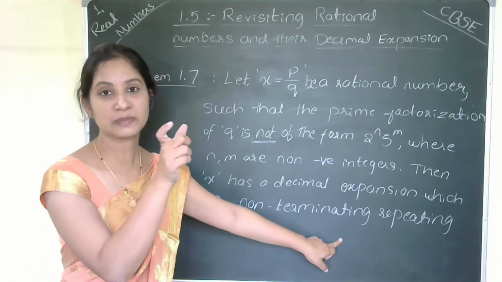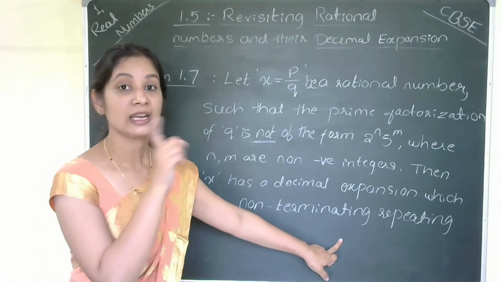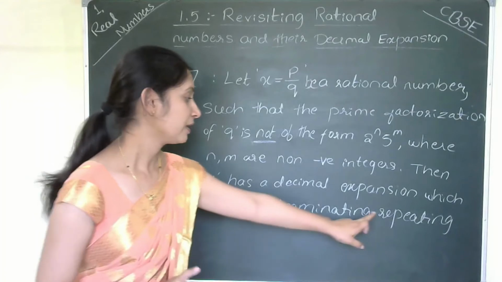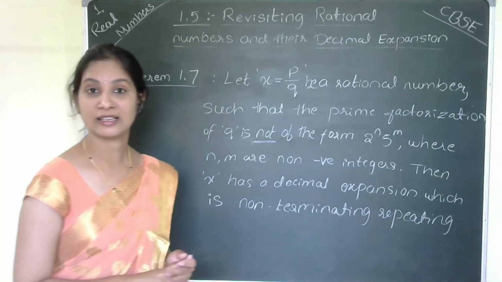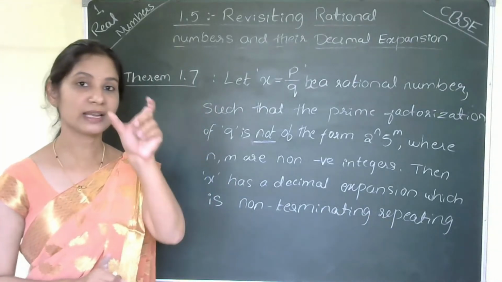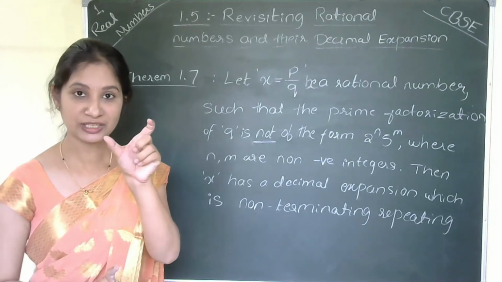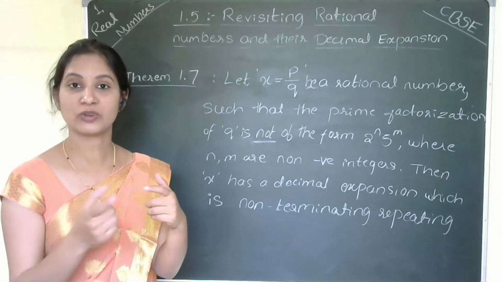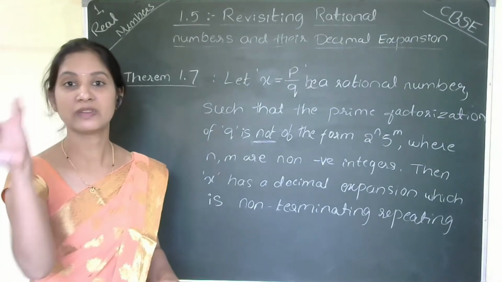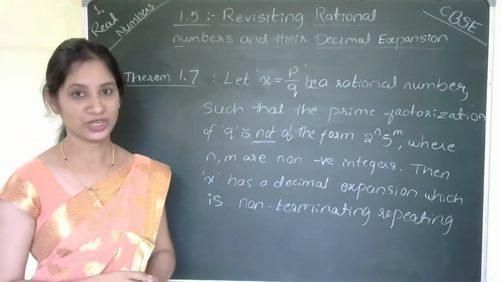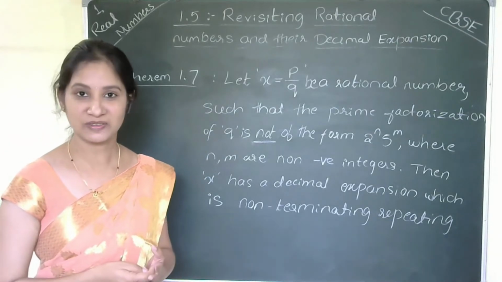In your decimal expansion, how will you get it? It will be non-terminating, but it is repeating. That means you will get a block of digits which will repeat in your quotient when you go for long division.